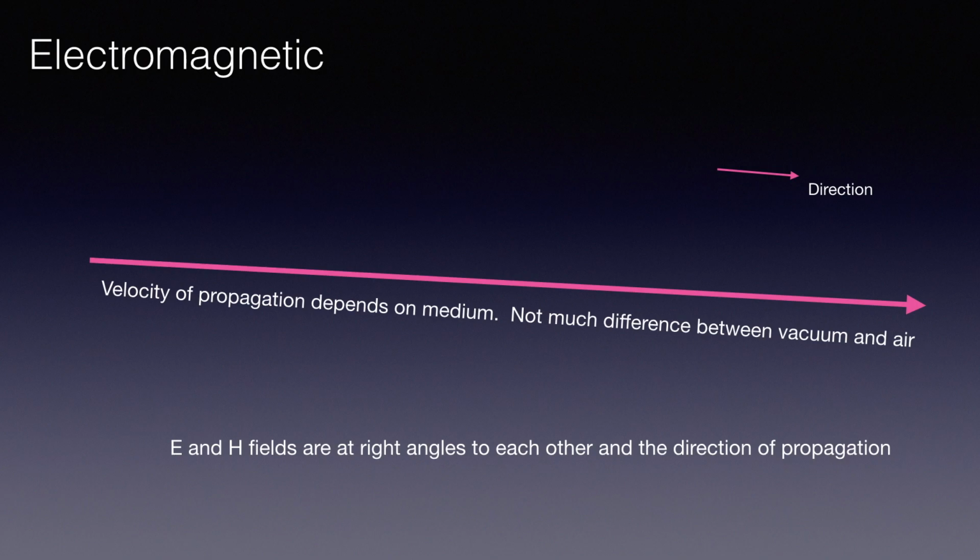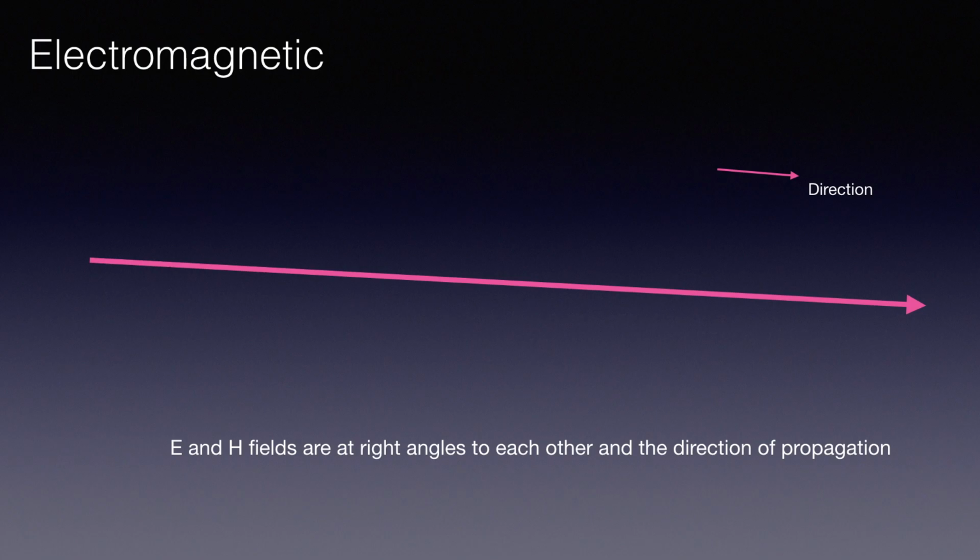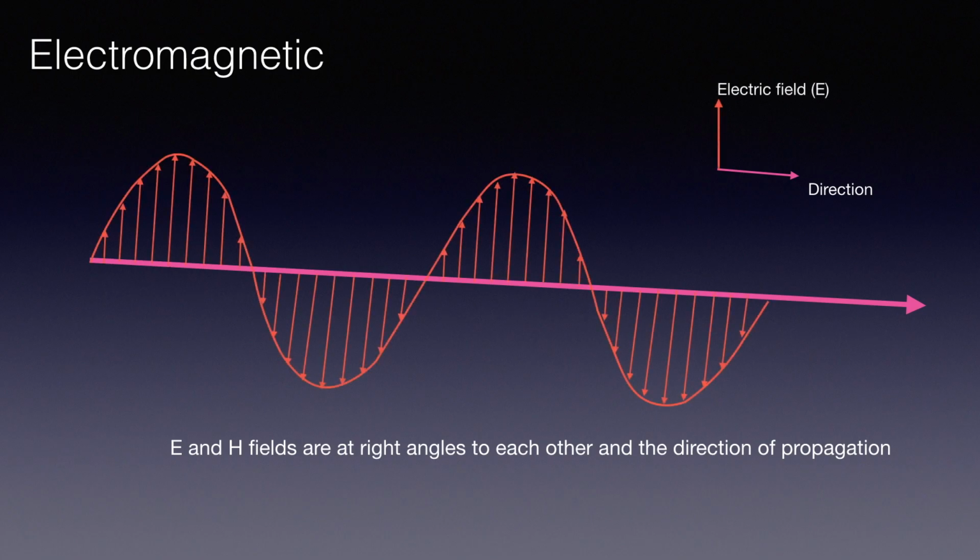Now, here we have the electric field, and you can see the little vector diagram or phasor diagram at the top showing the phasor for the electric field going from the bottom to the top, in other words a vertical phasor, and that is at right angles to the direction of propagation.